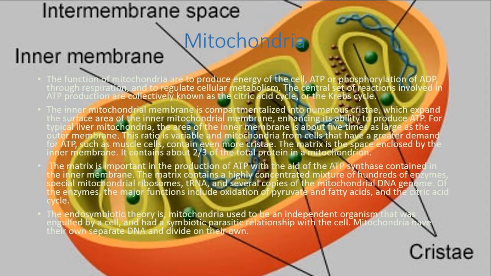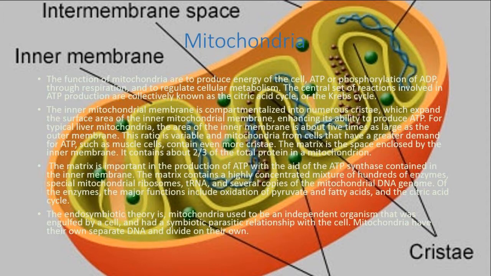The inner mitochondrial membrane is compartmentalized into numerous cristae, which expand the surface area of the inner mitochondrial membrane, enhancing its ability to produce ATP. The matrix is the space enclosed by the inner membrane. It contains about two thirds of the total protein in the mitochondria. The matrix is important in the production of ATP, with the head of the ATP synthase contained in the inner membrane.